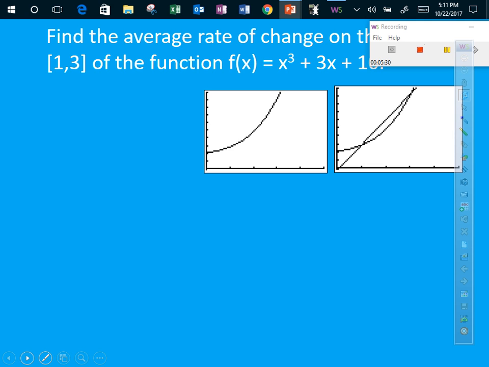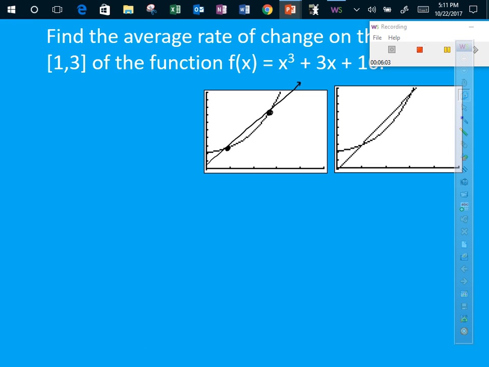Here's your next example. Find the average rate of change on the interval from 1 to 3 of the function f of x equal x cubed plus 3x plus 10. Now, what we're doing here, guys, is I've got some value when x is 1. I've got another value when x is 3. What we're finding is the slope of what we call a secant line. Secant line, remember, hits your graph at more than one place, in this case twice.